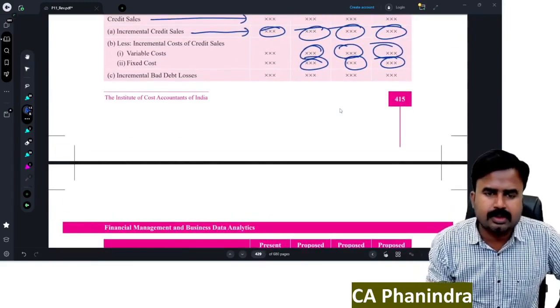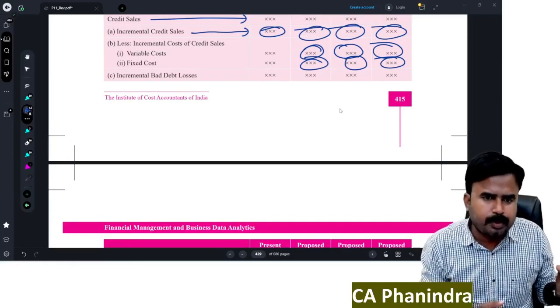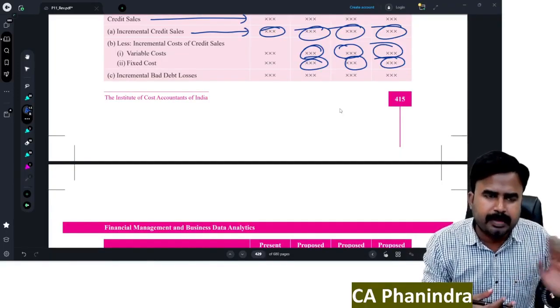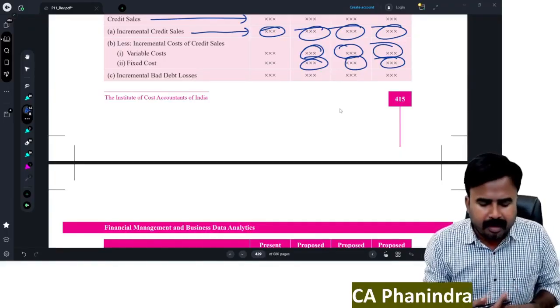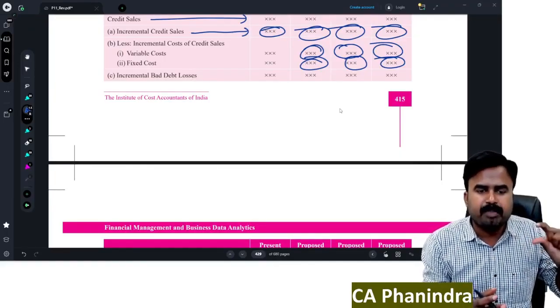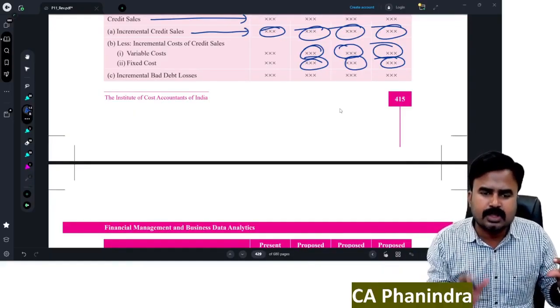So what is my next job? Incremental bad debts losses. How to calculate incremental bad debts losses? Bad debts losses under proposed policy minus bad debts losses under existing policy. In the respective column, you have to write the numbers. For example, under policy 1, my bad debts losses are 1,50,000, whereas under my existing policy, my bad debts losses are only 1 lakh.